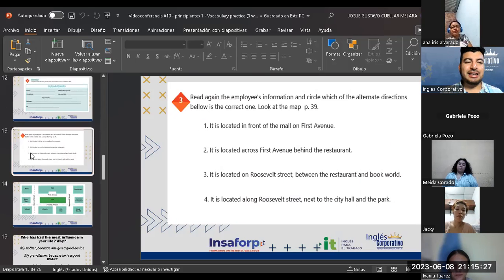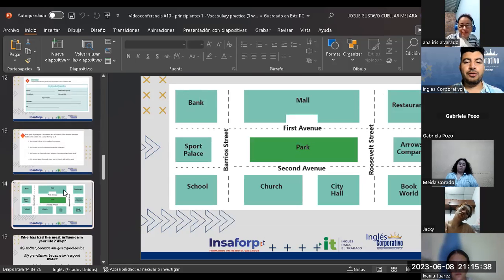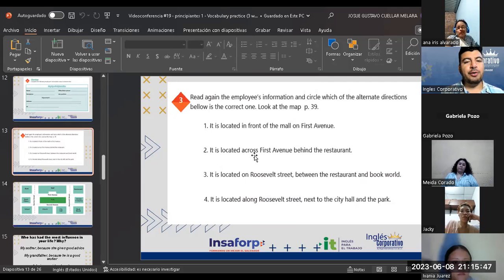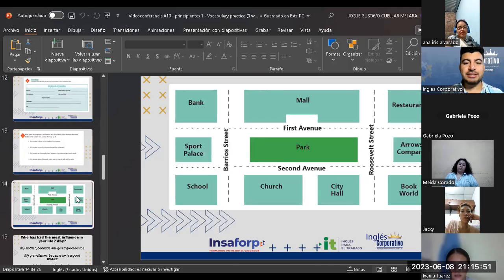¿Cuál de estas es la dirección correcta? Look at this. Vamos con la primera. It's located in front of the mall on First Avenue. In front of the mall. Está en frente del centro comercial. No, right. Let's go number two. It's located across First Avenue behind the restaurant. Across First Avenue. Behind restaurant. Atrás del restaurante. No.